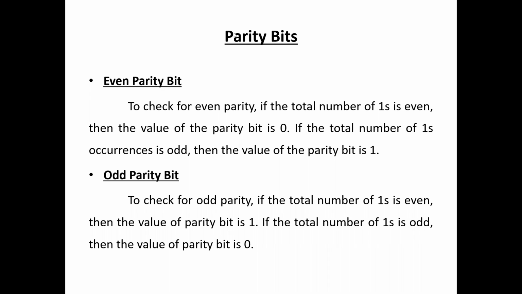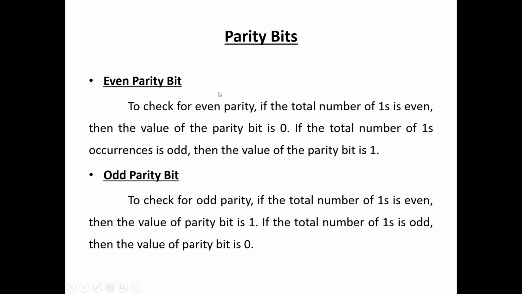Next, if you take the odd parity technique, to check for odd parity, if the total number of ones is even, the value of the parity bit is 1. If the data contains an odd number of ones, the parity bit is 0. This is the case of odd parity. So this is about finding parity bits.